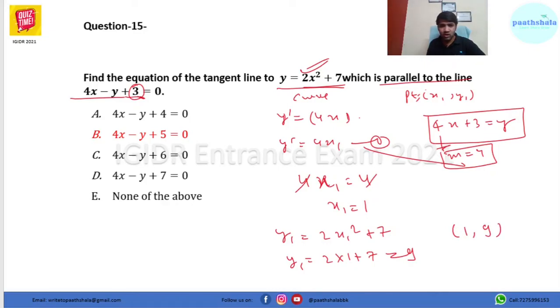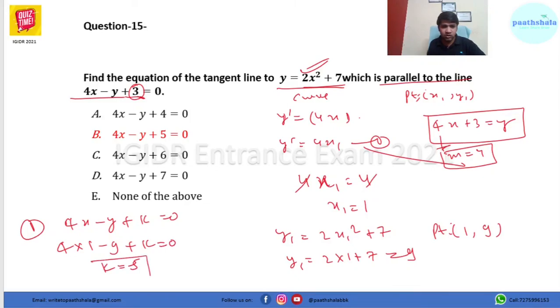Now I told you the equation which is parallel to the line, we have to just simply change this thing. So this will come out to be k equals to 0. Now put this point into this, so you will get 4 into 1 minus 9 plus k equals to 0. So the value of k will be equal to 5. So the equation which we are getting here is 4x minus y plus 5 equals to 0. So this is the right option.